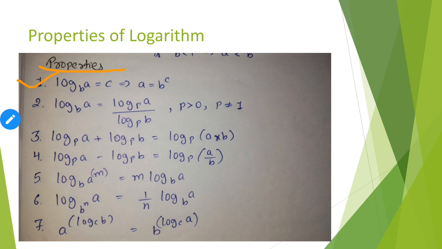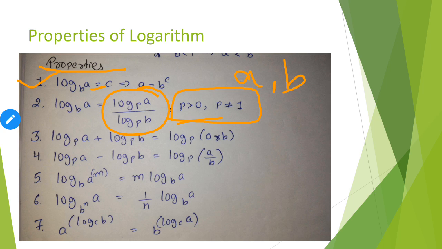Second, if it is log a to the base b, then we can write log a to the base p upon log b to the base p. We can add a base and separate the a and b both. But here care should be taken that p is greater than 0 and p is not equal to 1. This basic rule you have to keep in mind whenever solving any example. These are two rules, for a and for b.